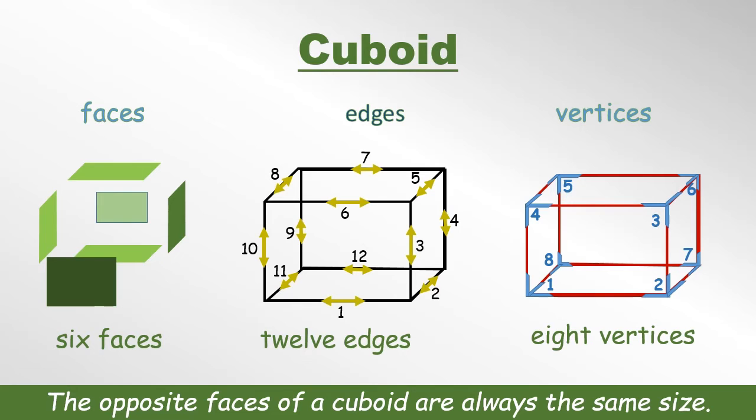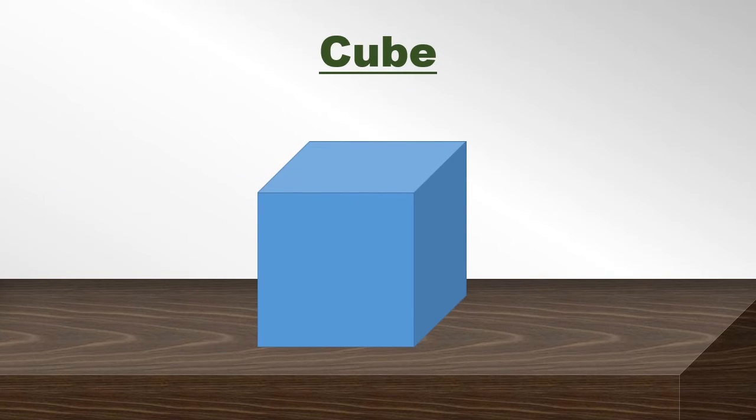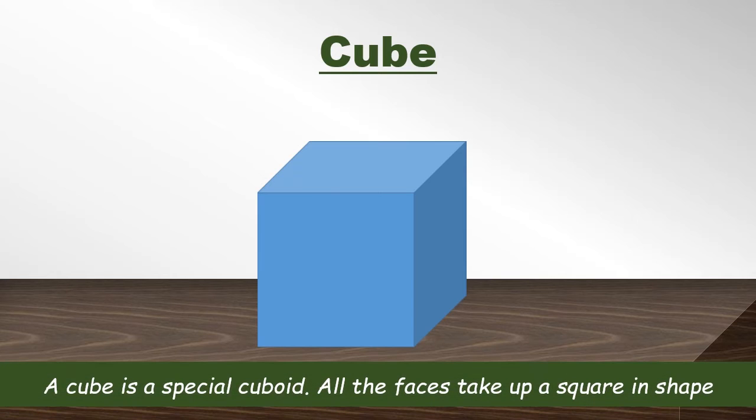That's good. So from the counting, we observed that the cuboid has 6 faces, 12 edges, and 8 vertices. Another observation is that the opposite sides of a cuboid are always the same in length. Next is cube. A cube is a special type of cuboid. All the faces are the same shape. They all take the shape of a square. A square has all the sides equal.